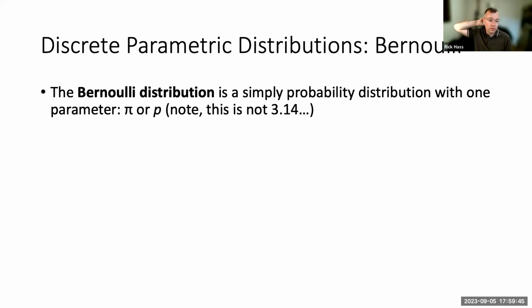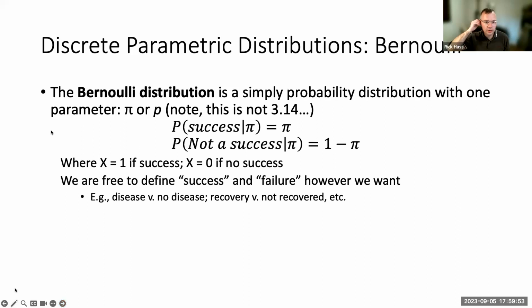The first one we talked a little bit about last time. It's called the Bernoulli distribution. It's very simple, right? It simply gives us the 2 probabilities that go with any binary outcome. In probability land, usually these are defined in terms of being a success or not a success. Success and failure can be defined however. Success could be no disease versus disease, recovery versus not recovered. It can be male versus female, female versus male. All that matters is that there are 2 outcomes.